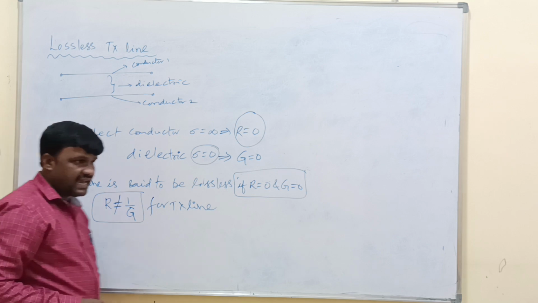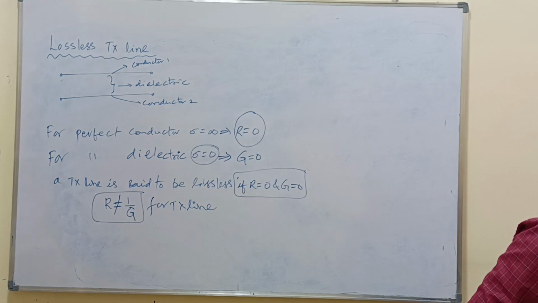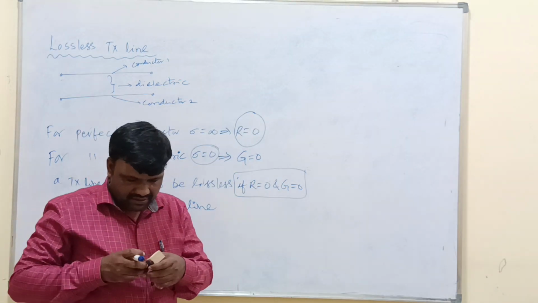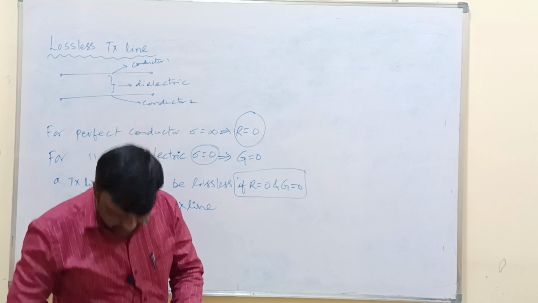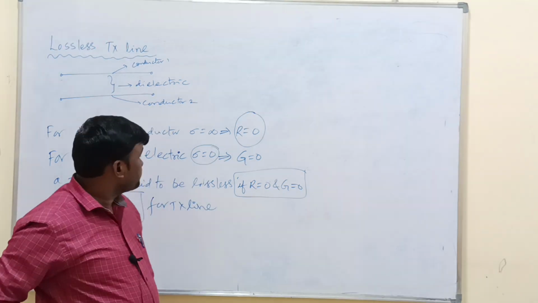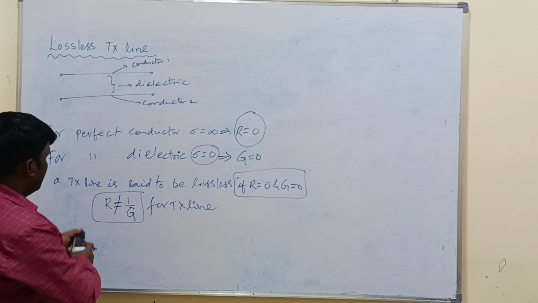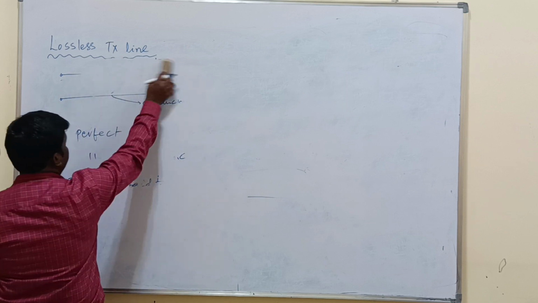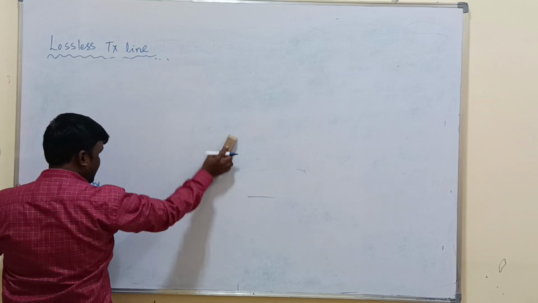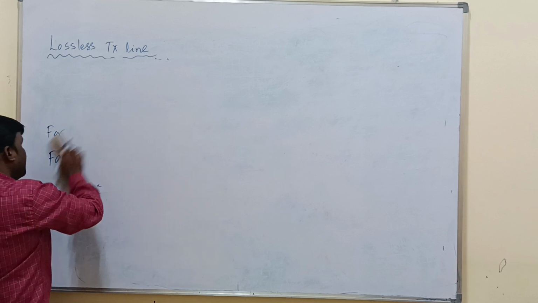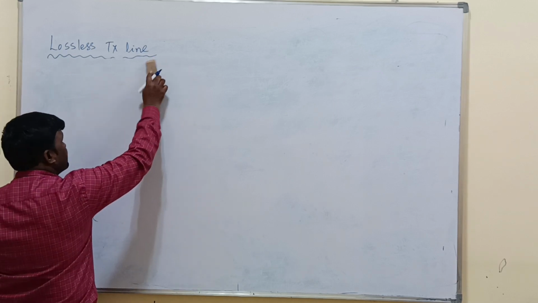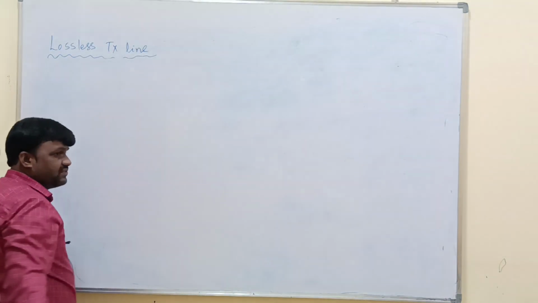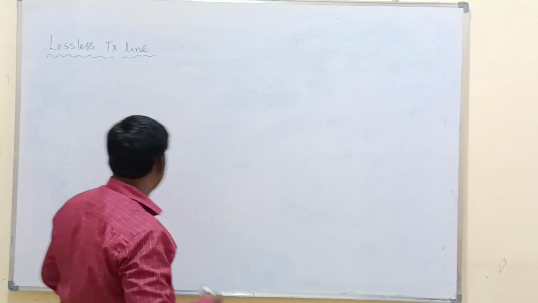Now we will see the characteristics of the lossless transmission line, one by one. First is the propagation constant, second is the attenuation constant, third is the phase shift constant, fourth is the phase velocity, fifth is the wavelength, and sixth is the characteristic impedance.